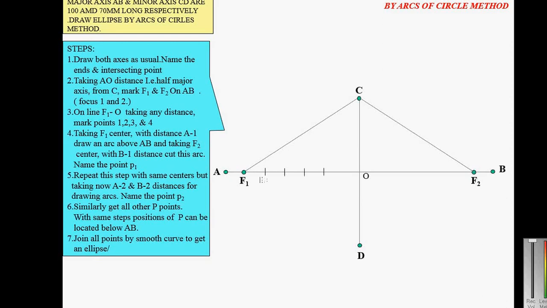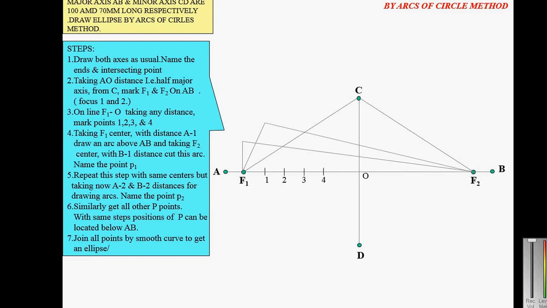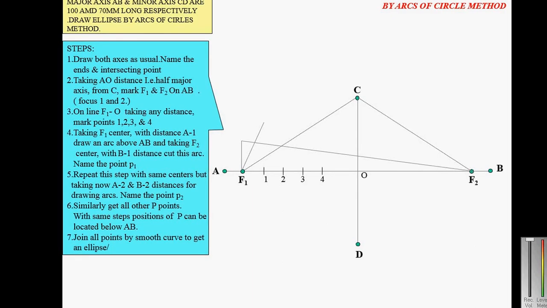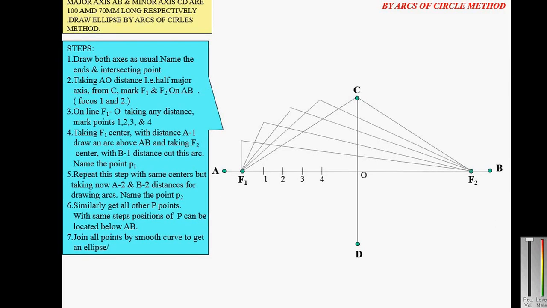Divide F1O into 4 equal parts, and draw arcs taking radius A1. Take radius A1 and center F1, draw an arc. Then take radius B1 and center F2, draw another arc. So this is the point. The second point: take radius A2 and center F1, draw an arc, and take radius B2 and center F2, cut an arc. Similarly, you can mark the third point and fourth point.